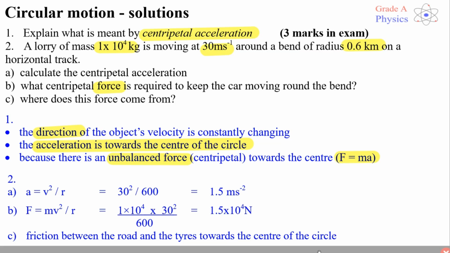And there's actually a Newton's third law pair here, because we've got the friction between the tires and the road, which is caused by the steering wheel. And then the pair, the equal and opposite reaction force, is the friction between the road and the tires, which is pushing back in the opposite direction, which will be towards the center of the circle.